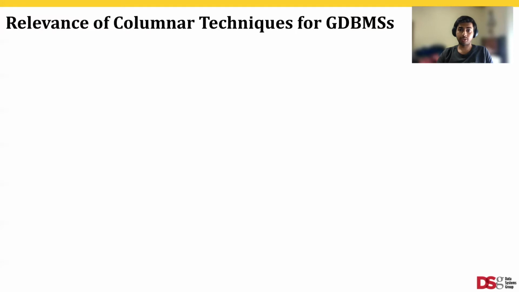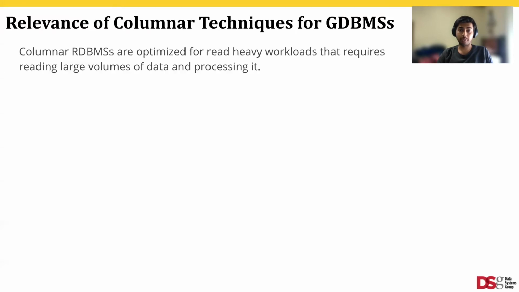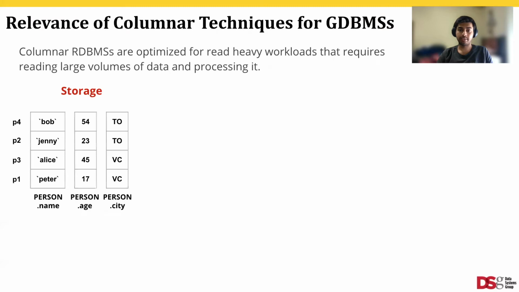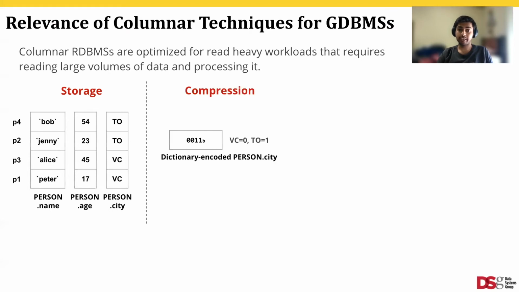To establish the relevance of columnar techniques for GDBMSs, note that columnar stores too are optimized for read-heavy workloads that involve reading and processing large amounts of data sequentially. For this, they employ a number of techniques. Firstly, tables are stored column by column and not row by row, which allows sequential read of values of an attribute from all rows with good cache locality and a reduced number of IOs. They employ specialized compression schemes for each column based on the type and distribution of data in that column.